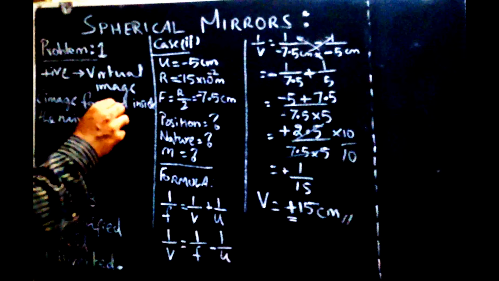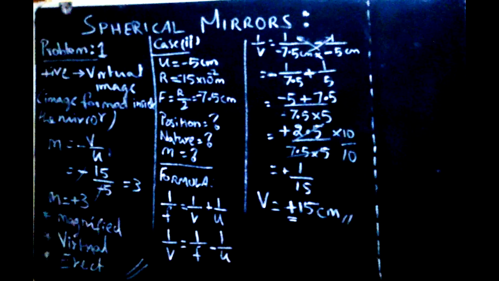So the conditions will be, first one, it is 3, therefore magnified. We are getting the answer as plus, so it is virtual. And the last one is, once again it is in plus, so we call it an erect image. So the condition will be magnified, virtual and erect image.